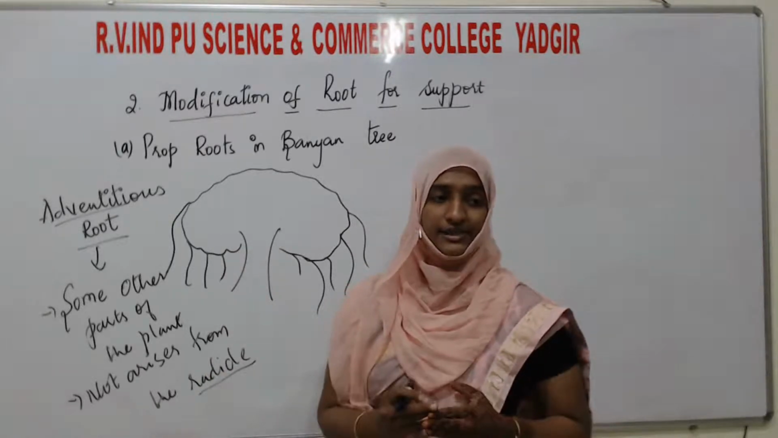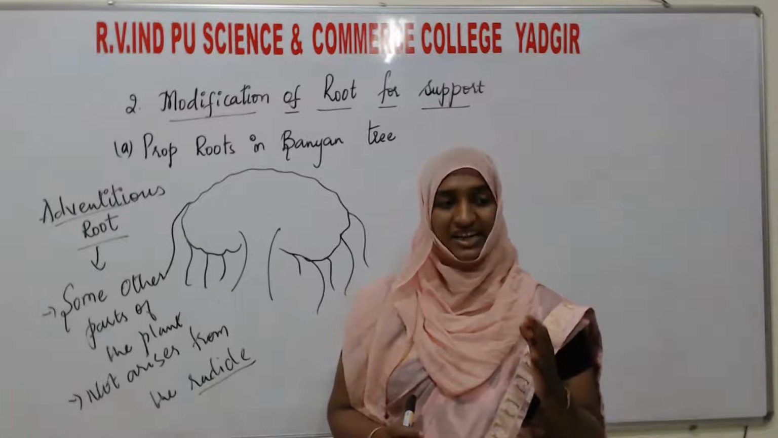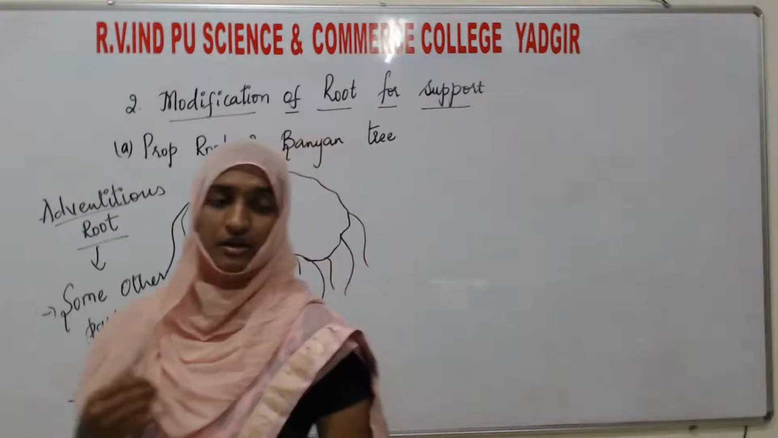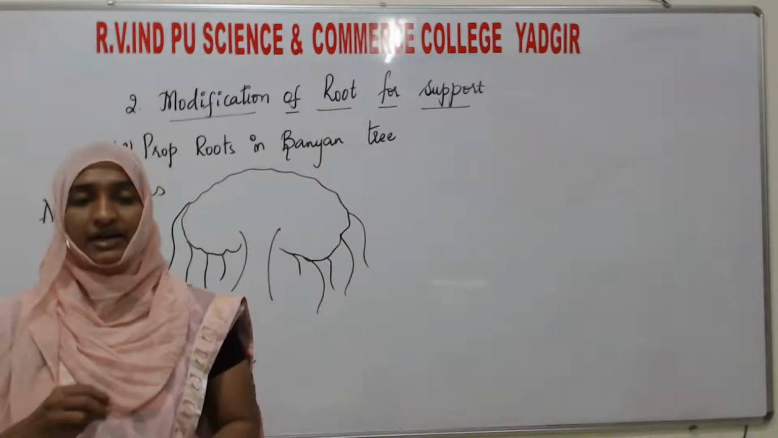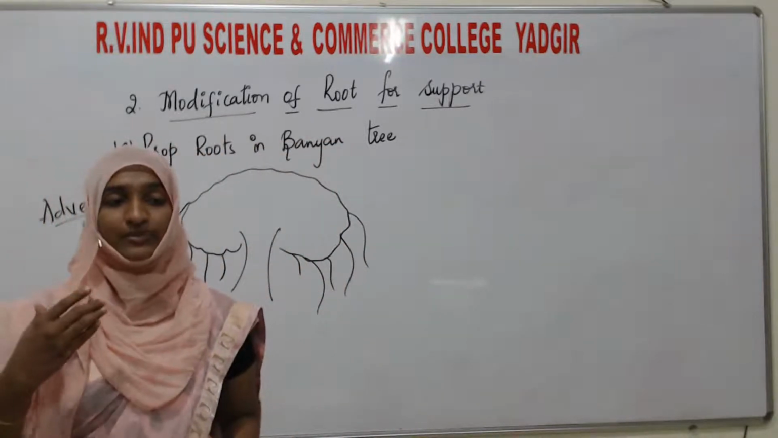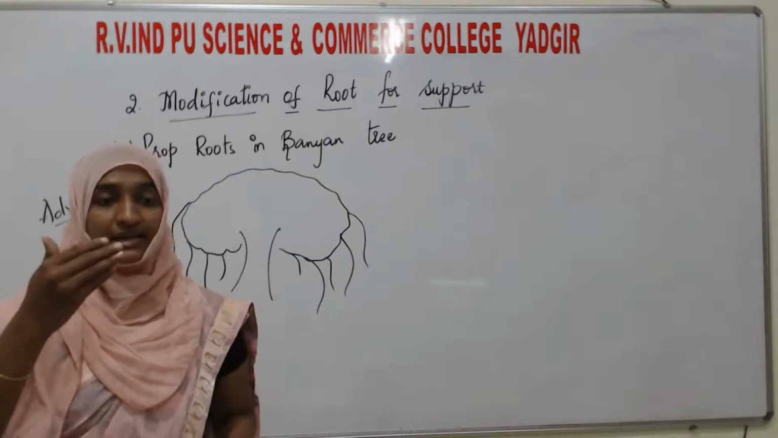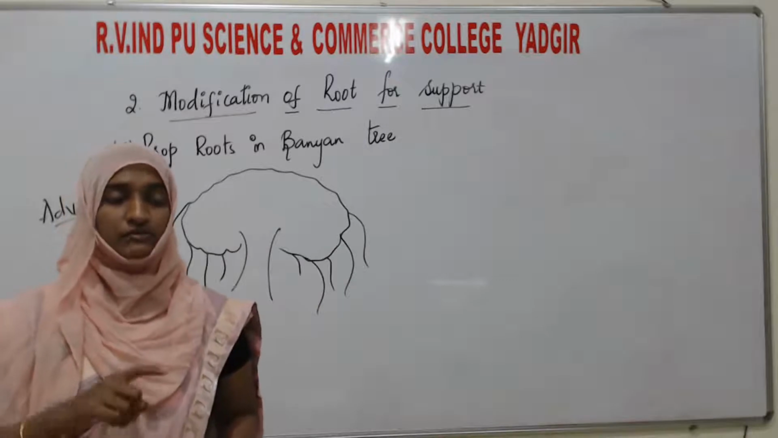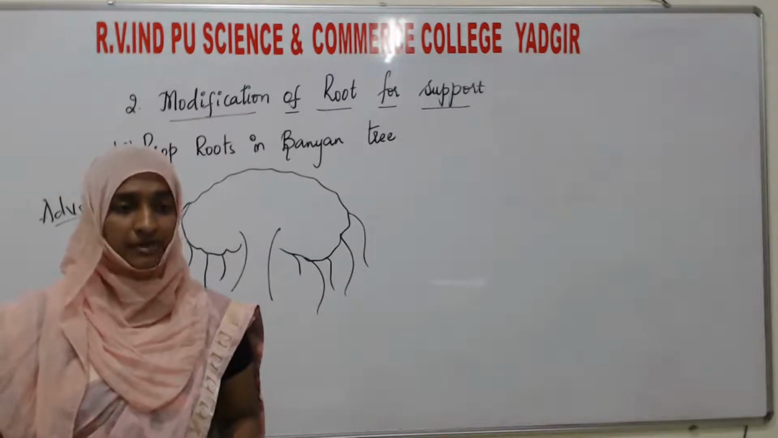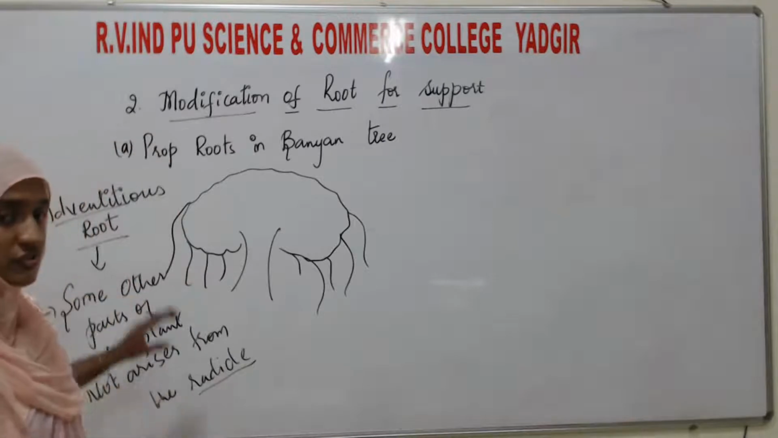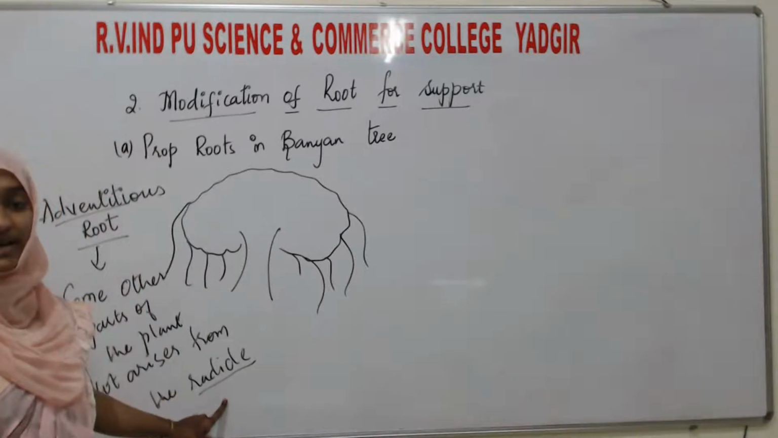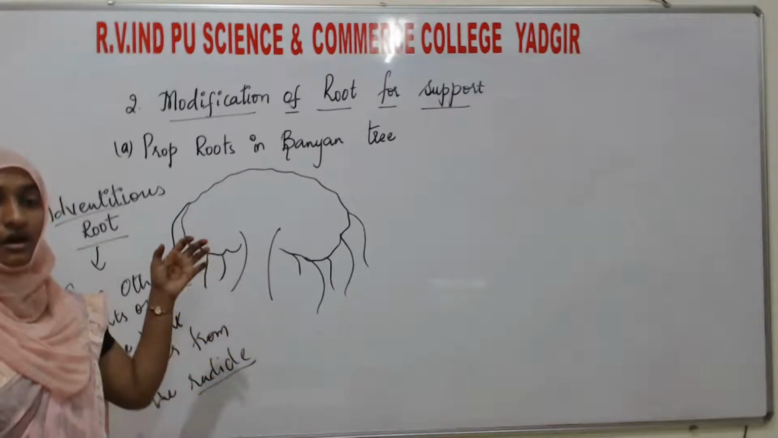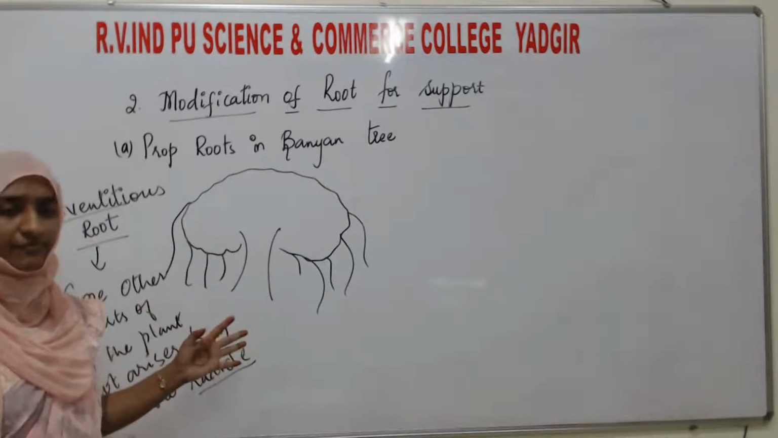As you have studied about the taproot system and the fibrous root system, in those the roots arise from the radical. There is a direct elongation of the radical after germination of the seed, which forms the taproot or the fibrous root. But the adventitious root does not arise from the radical. It arises from some other part, such as a branch or stem. You can take any part of the plant.